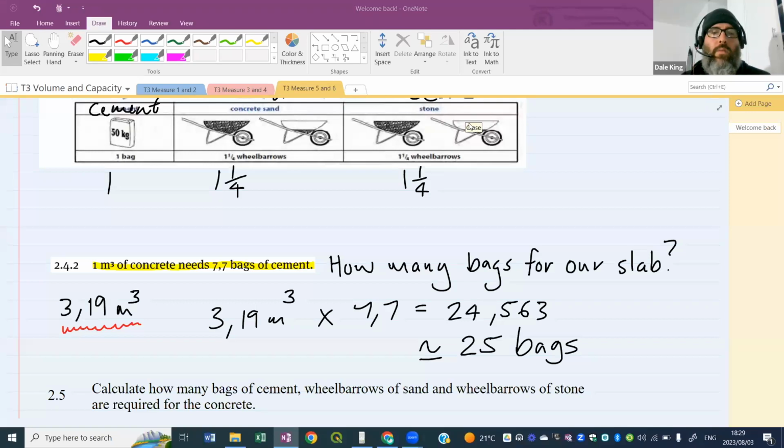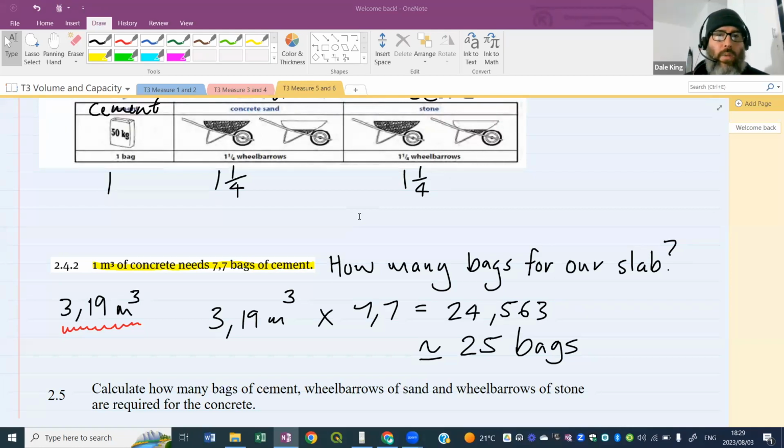3.19 cubic meters times 7.7. All right, cool, no problem. So the question says 1 cubic meter of concrete will need 7.7 bags. Well, I don't have 1 cubic meter, I have 3.19 of them. If one cubic meter needs 7.7, then how many bags for 3.19? I need to multiply. For example, if one person eats 2 pieces of toast for breakfast, how many pieces of toast will 3 people eat? You need to multiply. 3 times 2 will give you 6. It's the same situation, so we have to multiply that.